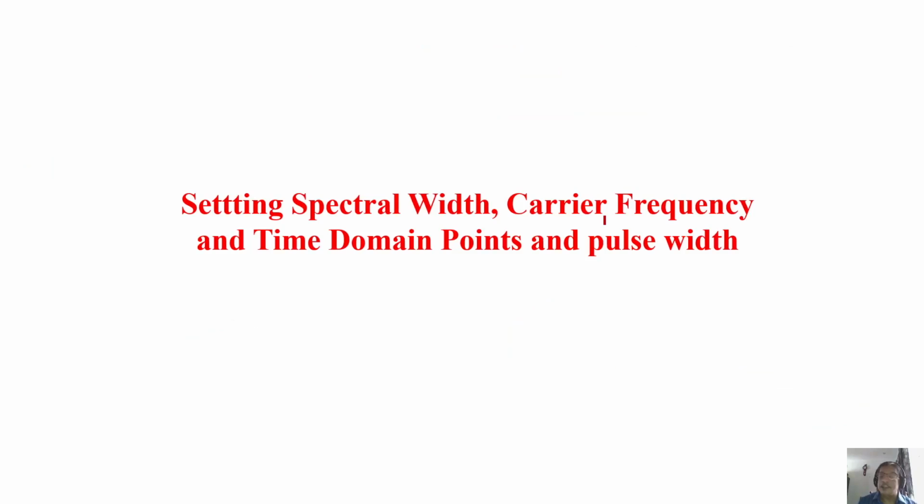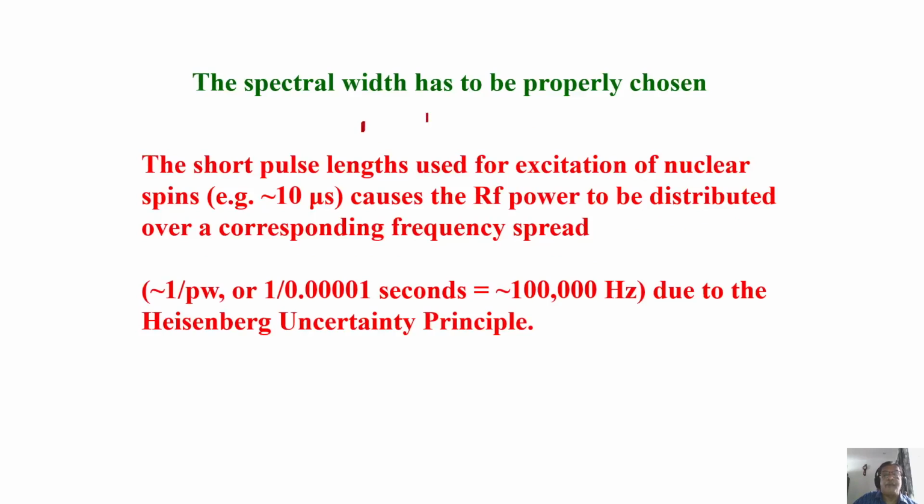Next, you have to set the spectral width. You have to choose the proper spectral width. You have to put a carrier offset, and you have to choose the required number of time domain points. You have to calibrate the right pulse width, 90-degree pulse, everything. These are all other things which you must know how to set. Spectral width has to be properly chosen. That depends upon your pulse width.